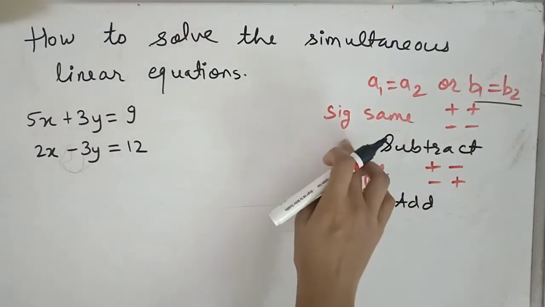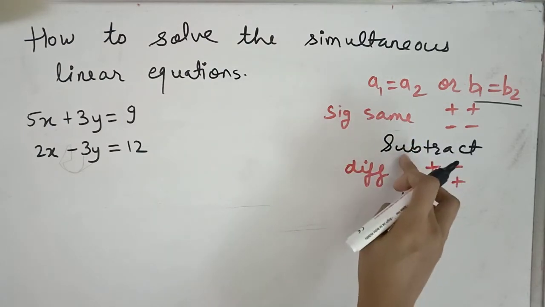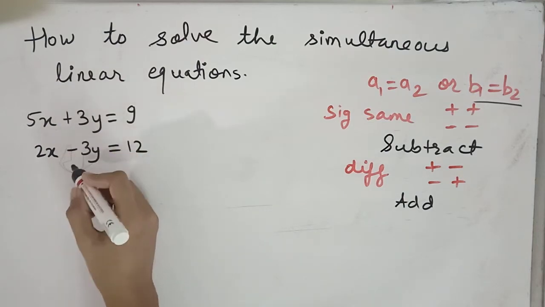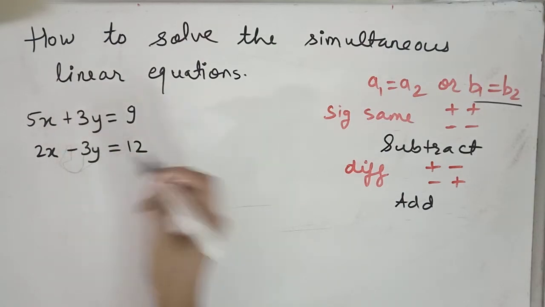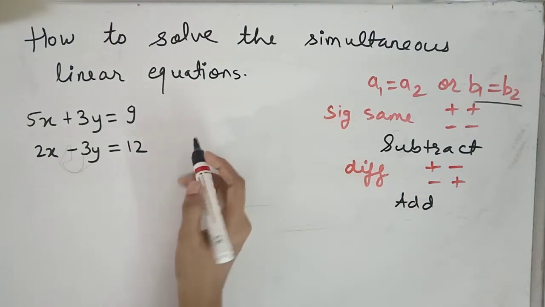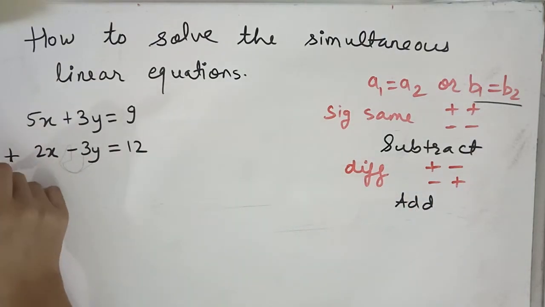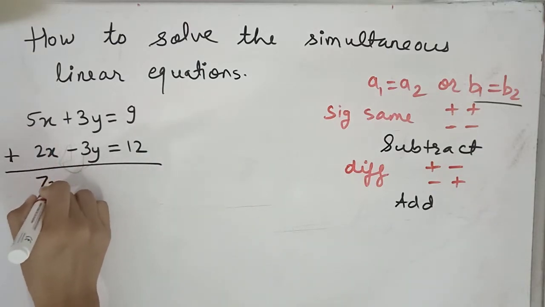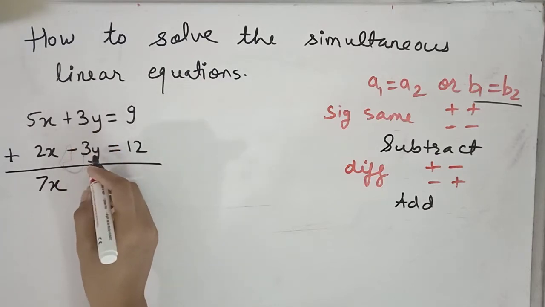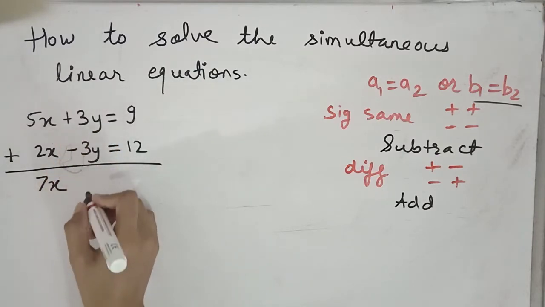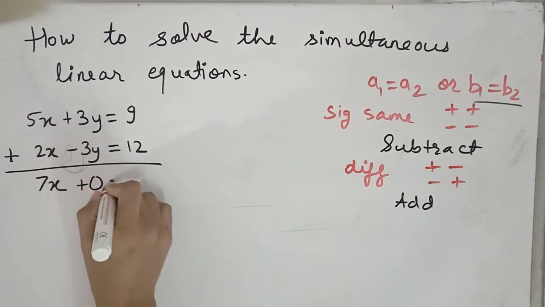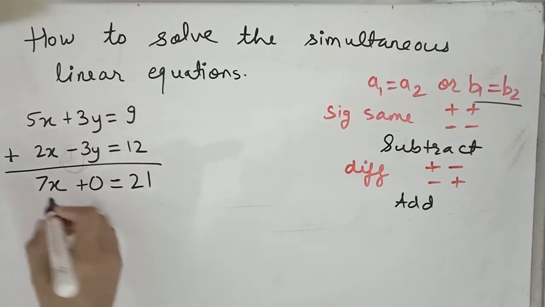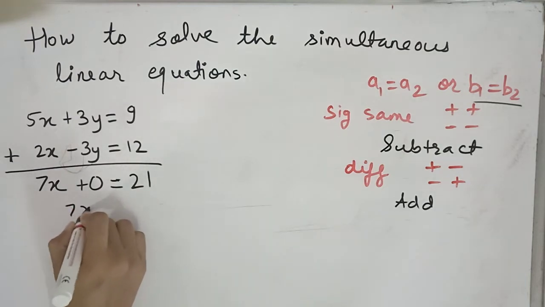Now we have to see the sign. If signs are same, we will subtract. If signs are different, we will add. Now here it is plus 3, here it is minus 3. So when signs are different, we have to add the equations. So we will add both the equations. 5x plus 2x will be 7x, and plus 3y minus 3y get cancelled. So that will be 0, which equals 9 plus 12, that is 21. 7x equals 21.